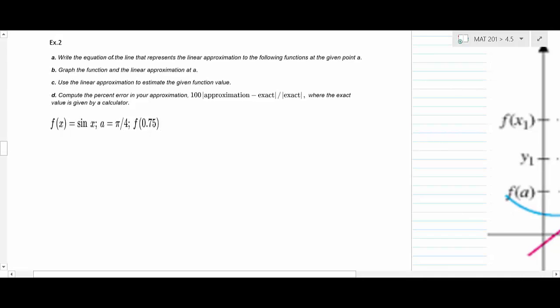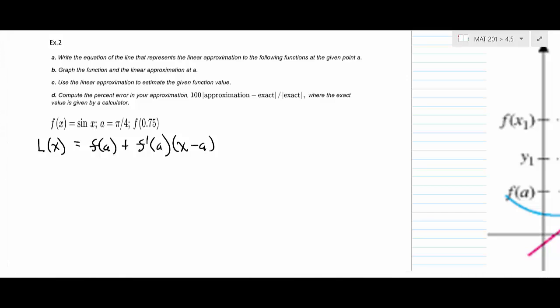We're going to write the equation of the line that represents the linear approximation. So first of all, let's write down L of x, the linear approximation. That's going to be f of a plus f prime of a times x minus a. You can do it that way, or you can just say, I need to find the equation of the tangent line at that point.